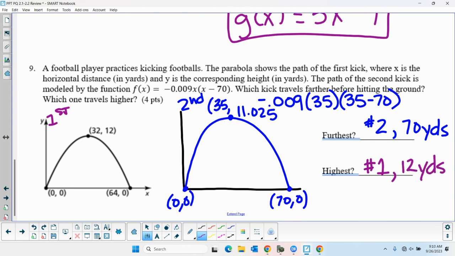So basically all you're doing for 9 is finding the x-intercepts, which are going to be 0 and then whatever the opposite of that is, the other. That's how far it went. And then find the vertex to see how high it went, and then compare them. Okay? Any questions? No questions.